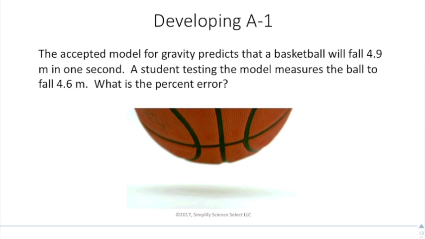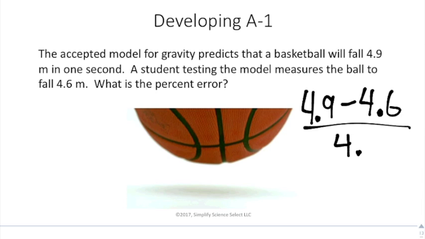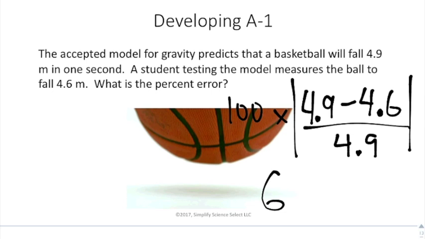So it says the accepted model for gravity predicts that a basketball will fall 4.9 meters in 1 second. It says a student testing the model measures the ball to fall 4.6 meters. It says what is the percent error? So the model is our 4.9 number. That's our theoretical value that we should get. The measurement is 4.6. And then finally we divide it by 4.9. We take the absolute value, which is what those lines are, and we multiply it by 100 to turn it into a percentage. Whenever you do that, you get 6.12%, okay, which is a pretty reasonable model.